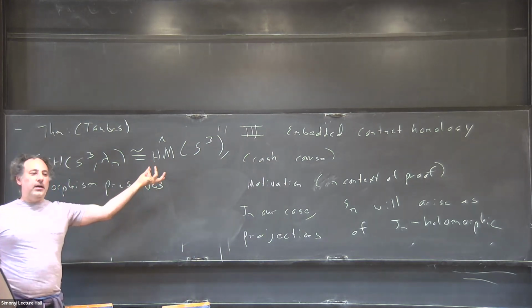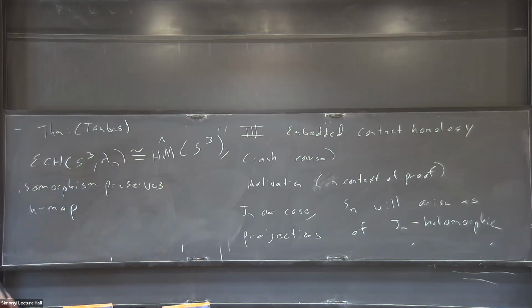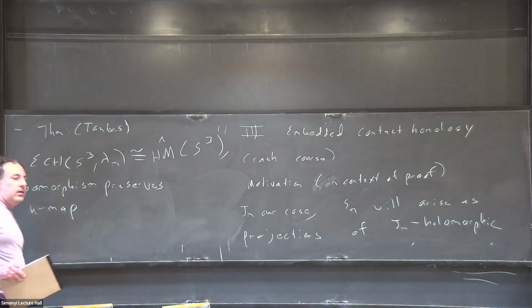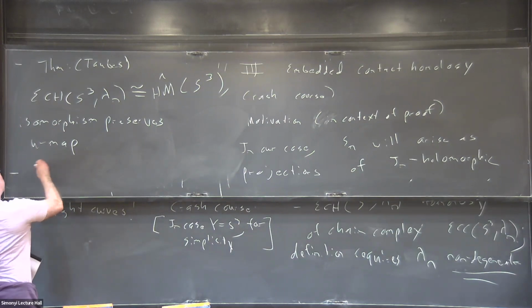I'll show you what it looks like in a second. In particular, the U map is highly non-trivial on Seiberg-Witten Floer cohomology. So this is going to give us an abundance of ECH curves. So in particular, maybe I'll just say it this way.